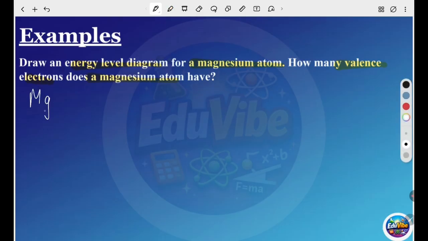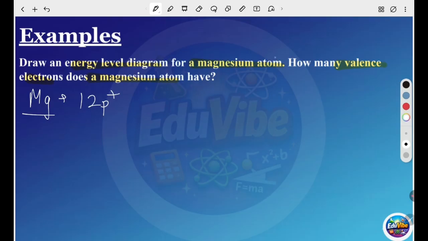For magnesium, how many electrons or how many protons do they have? They have 12 protons. Why write protons? Because the protons are equal to the electrons, and electrons are equal to the atomic number. So the atomic number for magnesium is 12. So we also write the protons as positive for this.